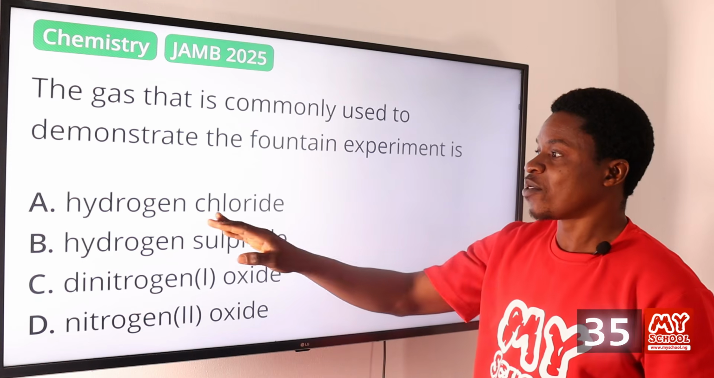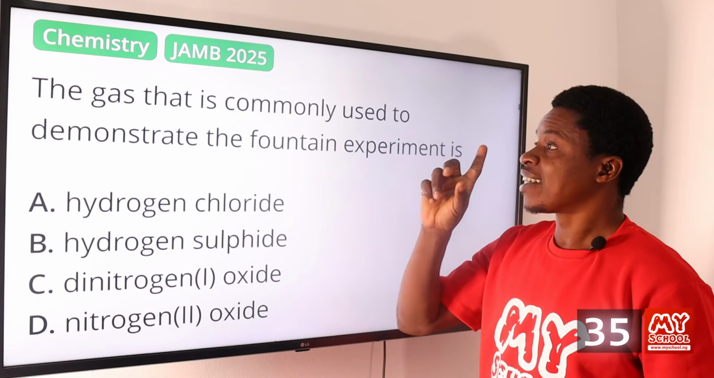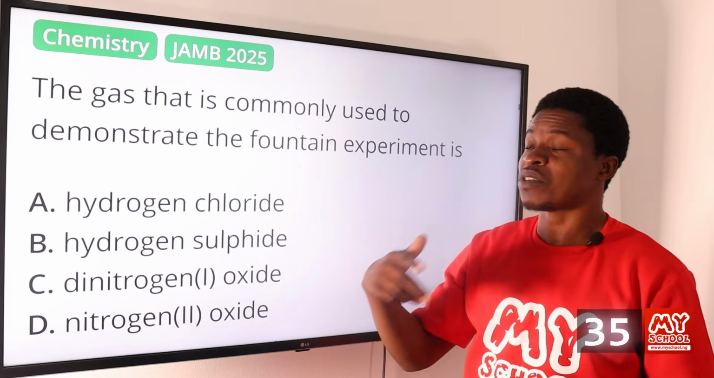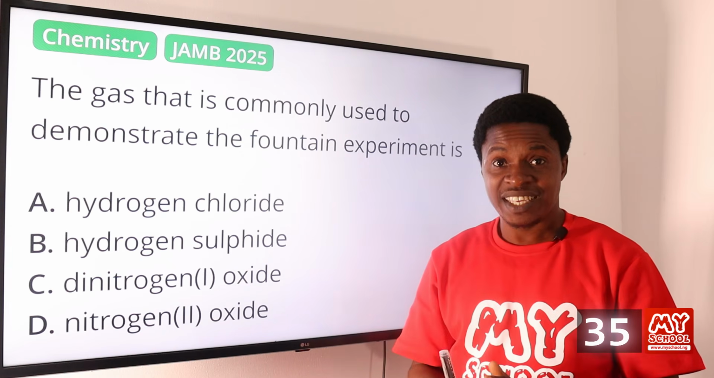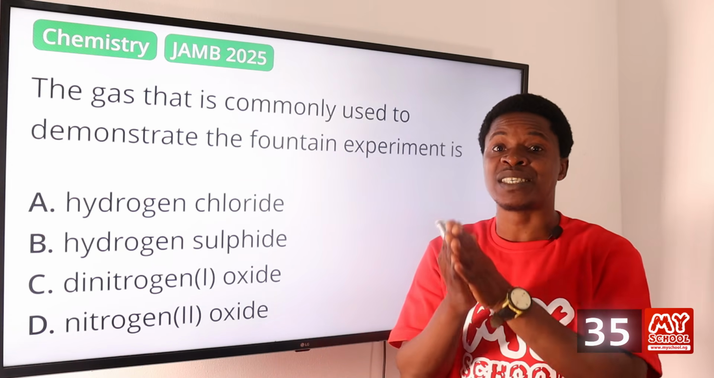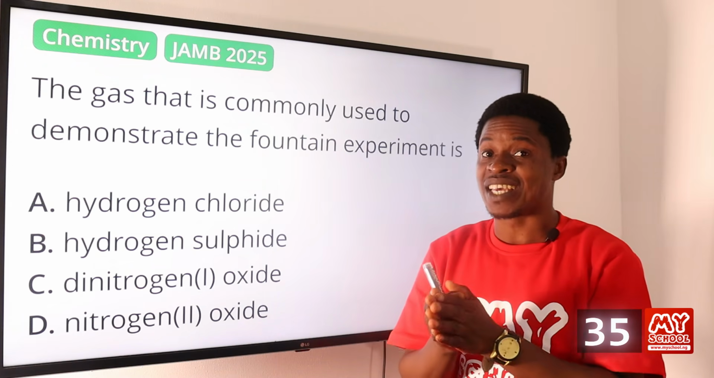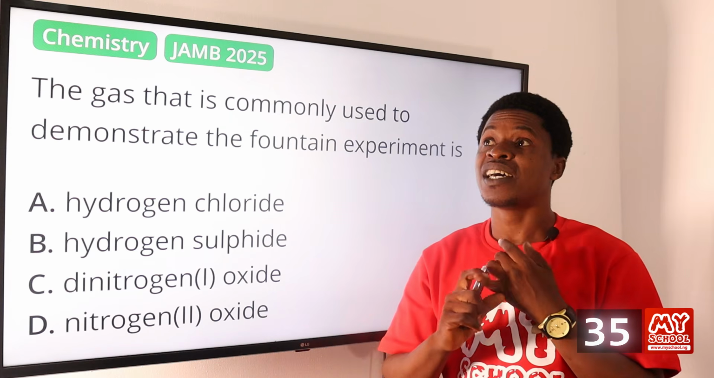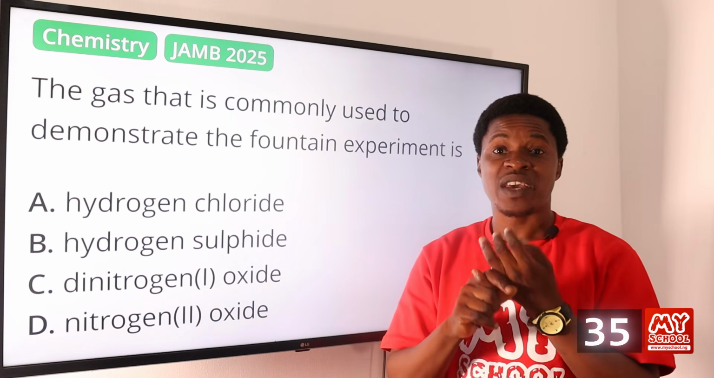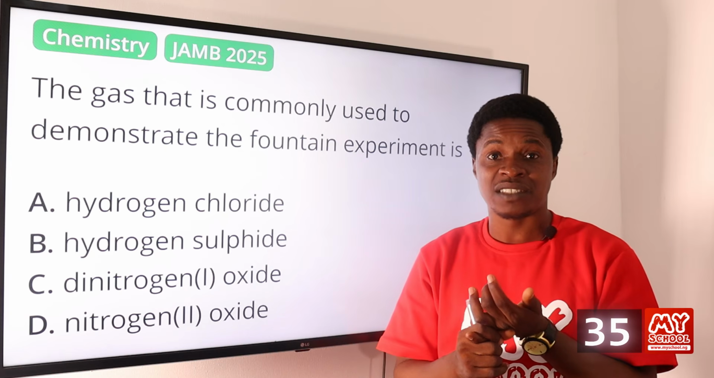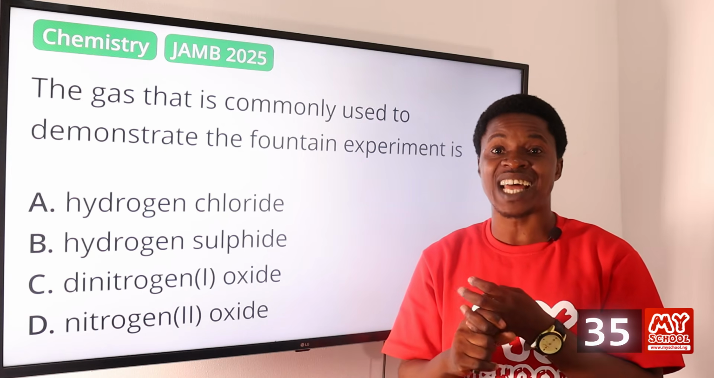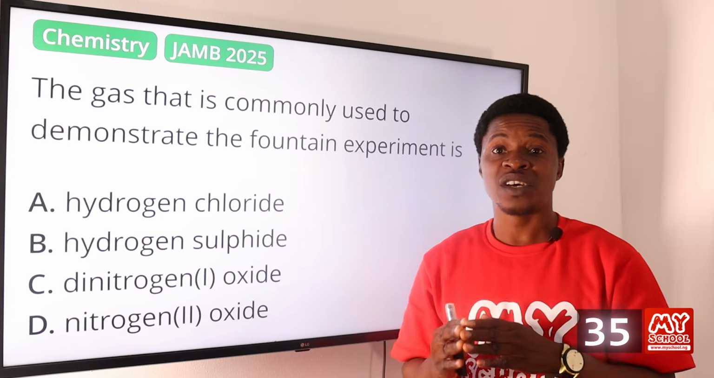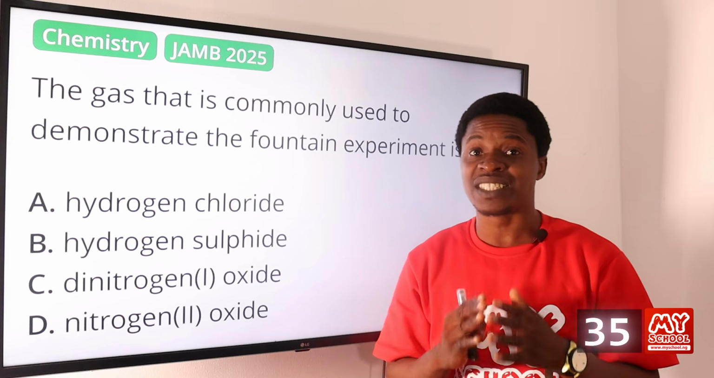We have hydrogen chloride. Now, whichever gas is useful or commonly used to demonstrate the fountain experiment must be one that is highly soluble in water. It must be very soluble. The level of solubility must be very high. Gases that are very soluble in water include HCl, that's hydrogen chloride gas, and ammonia. Those are highly soluble in water.